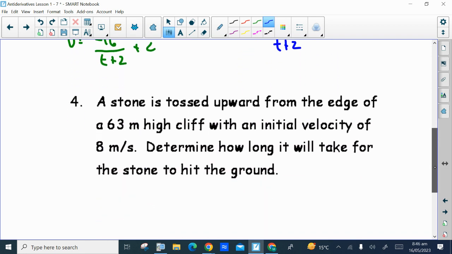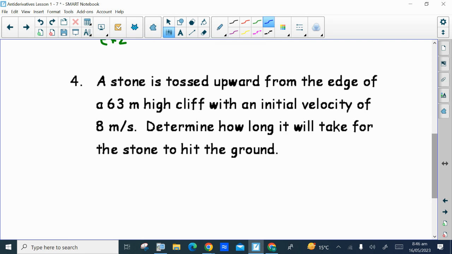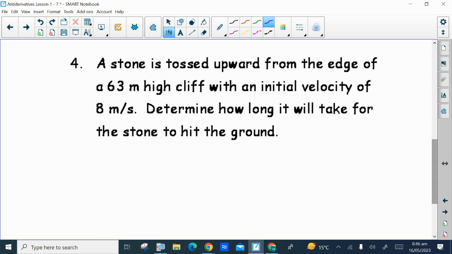Number 4 says a stone is tossed upward from the edge of a 63-meter high cliff with an initial velocity of 8 meters per second. Determine how long it would take for the stone to hit the ground. So let's start by letting h equal the height, and that would be in meters, and t equal the time, which would be in seconds.